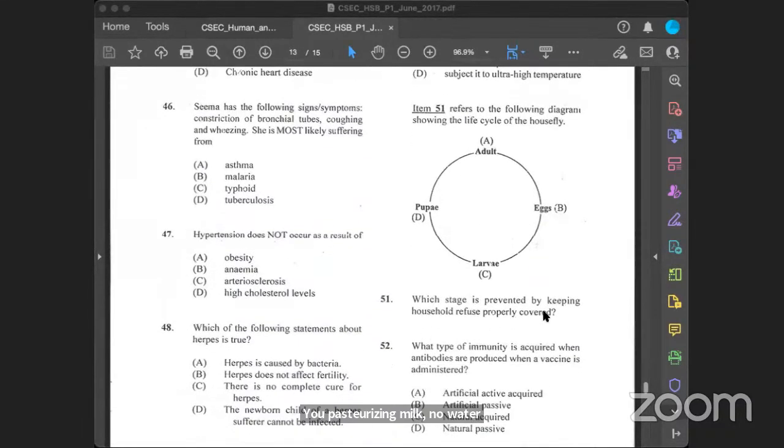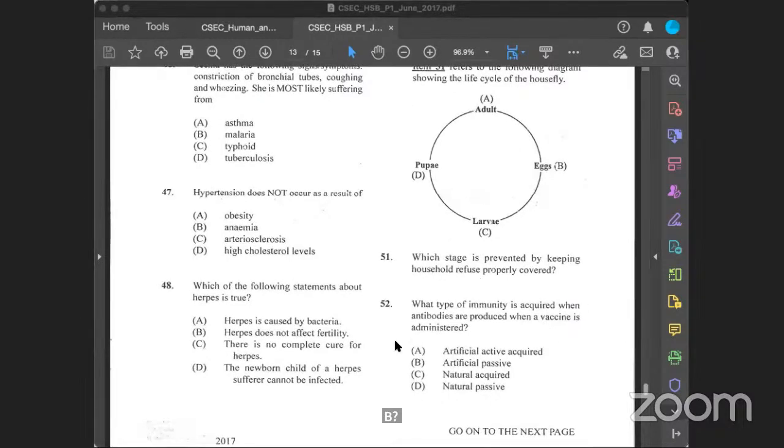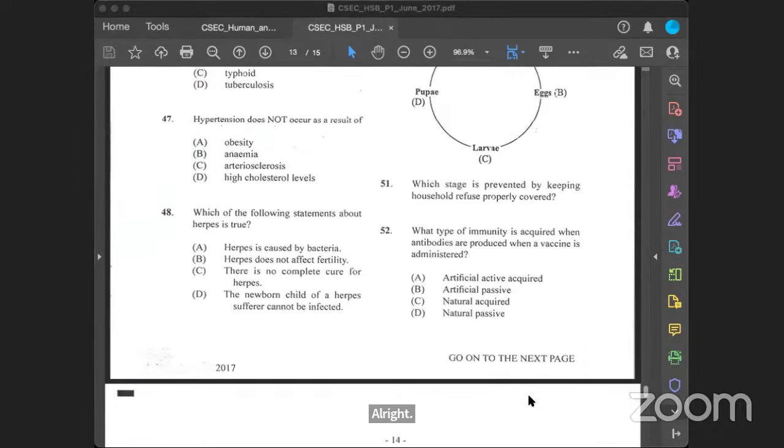And 51 is what? Which stage is prevented by keeping the household refuse properly covered? B. Yeah, B. Eggs. And is this the same question? It is the same question. What is the answer here? Artificial. Active or artificial? Yeah.